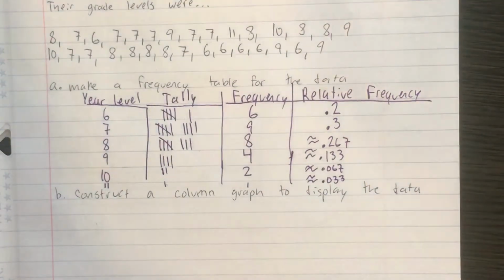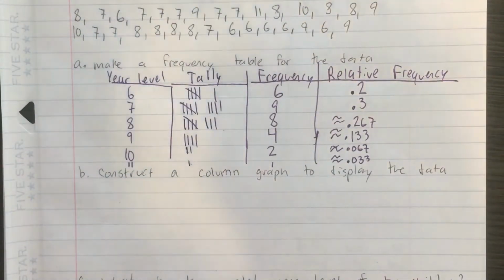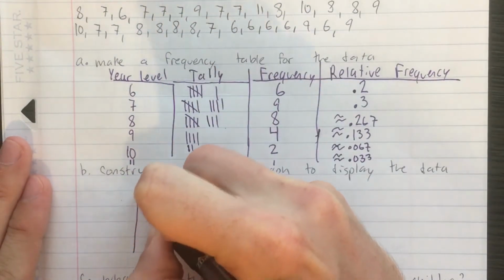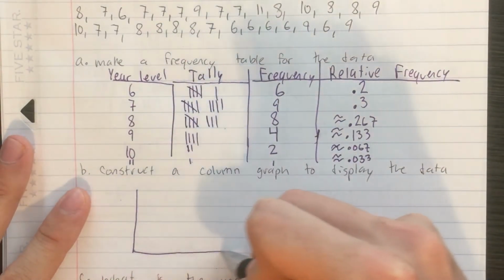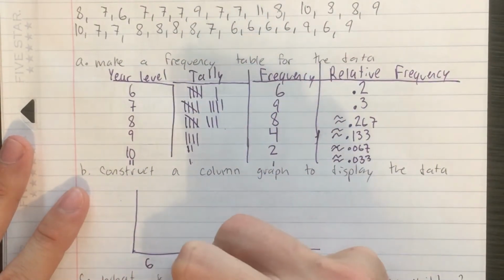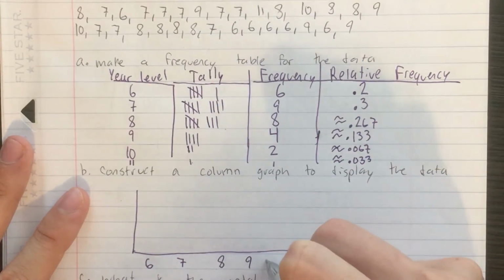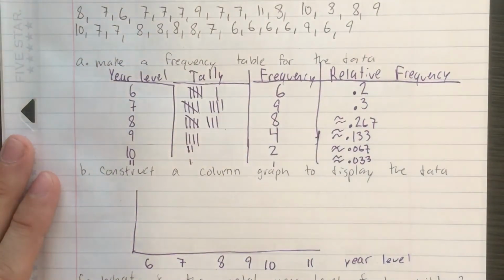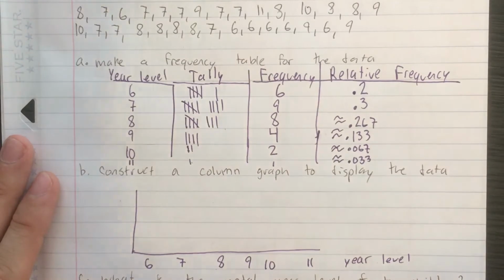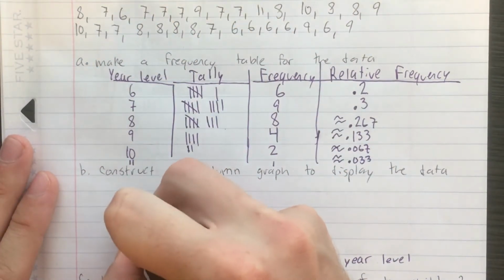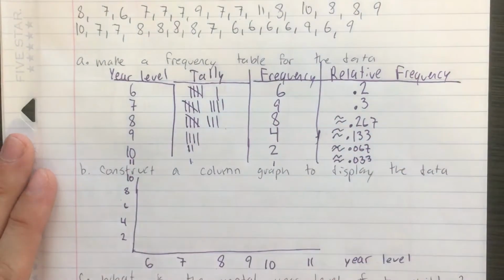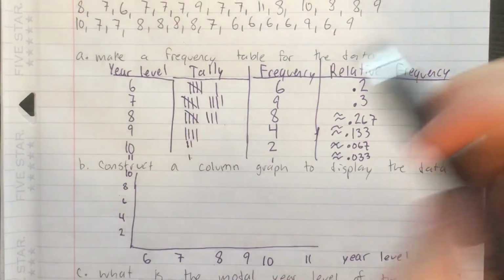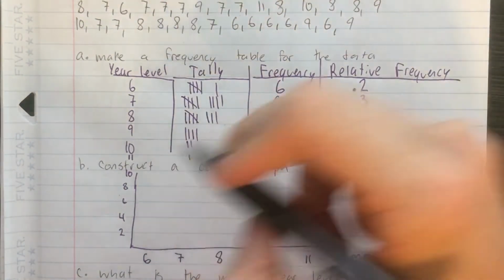So then to display the data, we've got to construct a column graph or a bar graph, whatever you want to call it. So let's see here. We're going to go 6, 7, 8, 9, 10, 11. We're going to do year level here. And then what's the highest frequency we had? 9. We can go 2, 4, 6, 8, and 10. And then we're just going to construct a graph for this. So you can go ahead and pause this and make yours if you're pretty confident that you can do so. And we can keep it going from here.